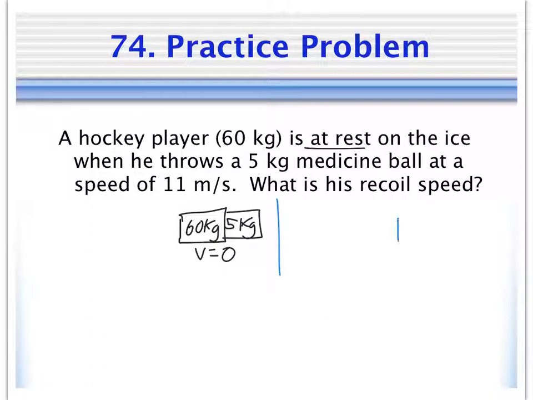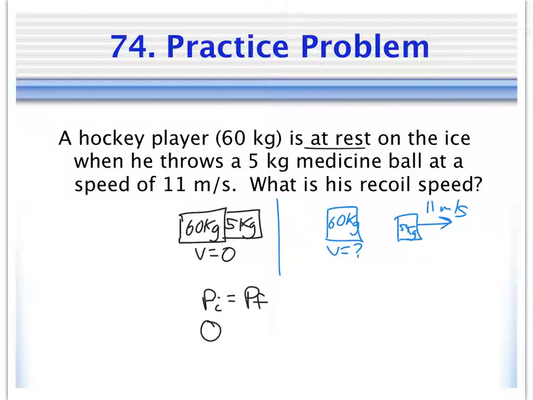Afterwards, the hockey player is going to throw the ball with a speed of 11 meters per second, and we want to know what the velocity is going to be of our hockey player, okay, the 60-kilogram hockey player. So we can go ahead and set up conservation of momentum here. We know that momentum initial equals momentum final. Our initial momentum, nothing is moving in our system. The player's at rest, the ball's at rest, everything's at rest. So our initial momentum is 0.